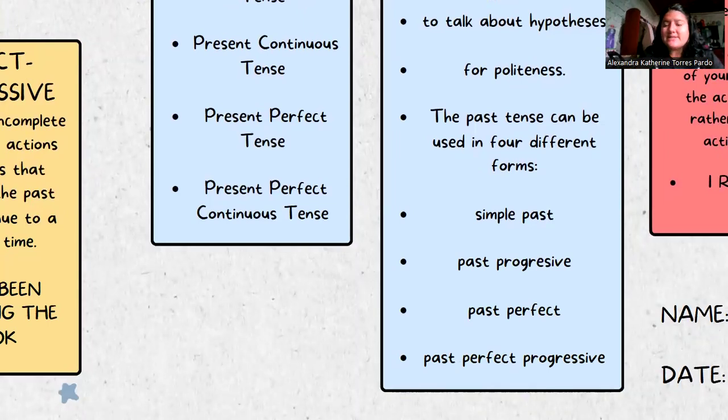The simple past. The simple past is used to talk about actions or events that were completed in the past. The past of a regular verb is formed by adding -ed to the end of the infinitive form. For example, cook becomes cooked. The past tense of irregular verbs doesn't follow a particular pattern and can be formed in various ways. For example, sing becomes sang.